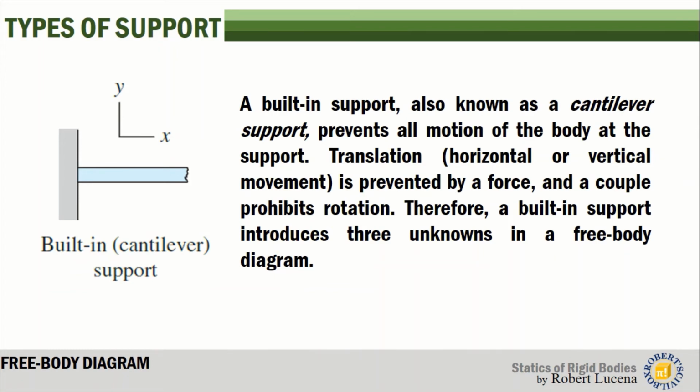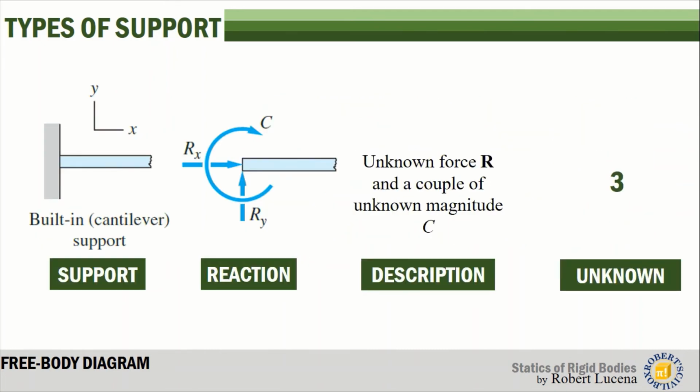And we have the built-in or cantilever support. A built-in support, also known as cantilever support, prevents all motion of the body at the support. So the cantilever support prevents the structure from moving along X, along Y, and it also prevents rotation at the support point. As you can see, a hinge support allows rotation at this point, whereas a built-in or cantilever support restrains the rotation. That is why it counters the moment given by the structure, giving you three unknown reactions, which are Rx because it restrains movement along X, Ry because it restrains movement along Y, and the couple C because it restrains rotation at that point.